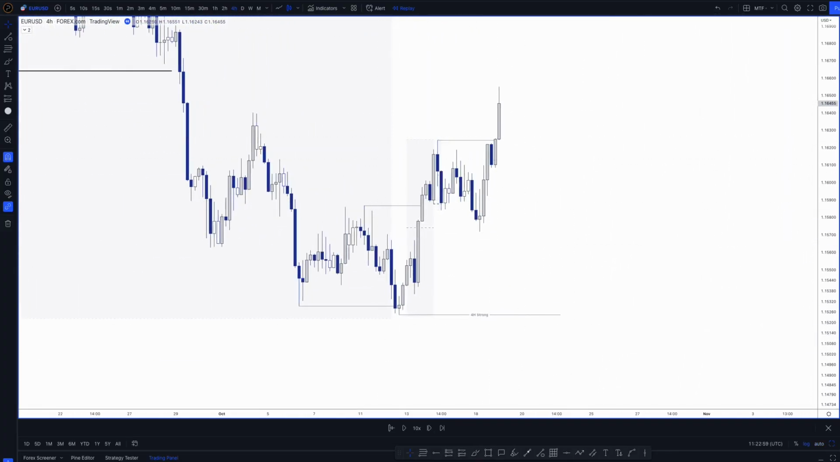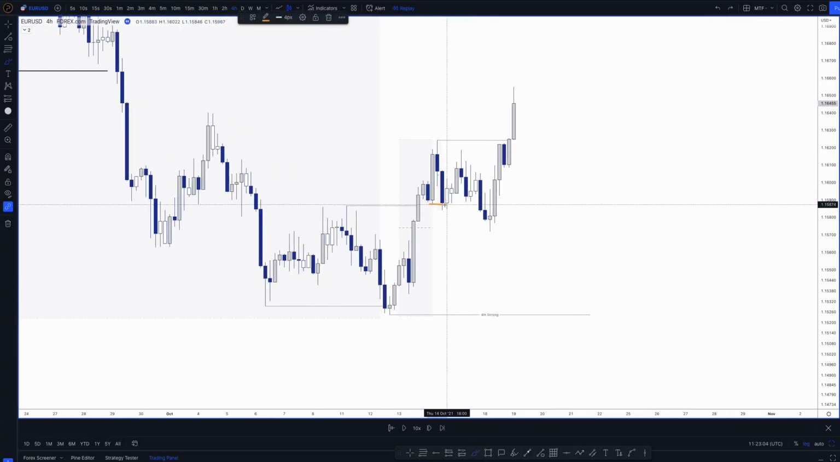So what did we do? We waited for the M15 to shift bearish. Now, in this instance, you will see that 4-hour fractal low, that 4-hour bearish chalk, what was that?